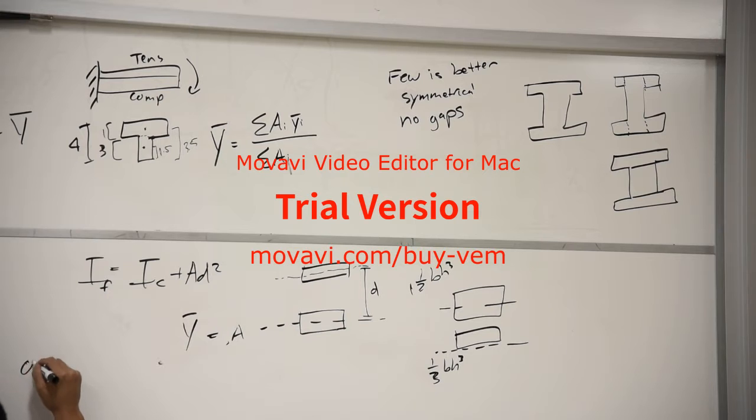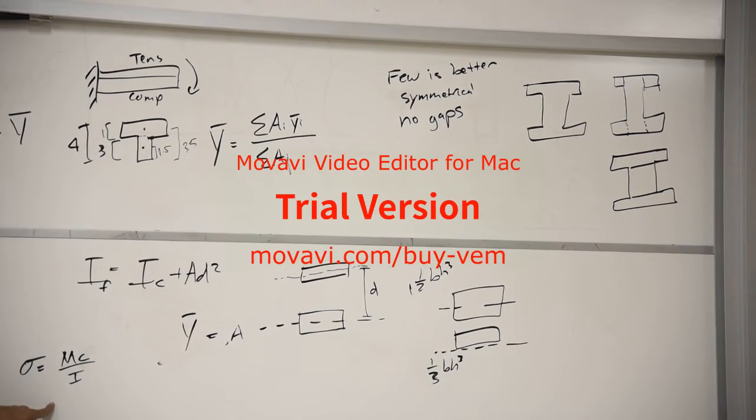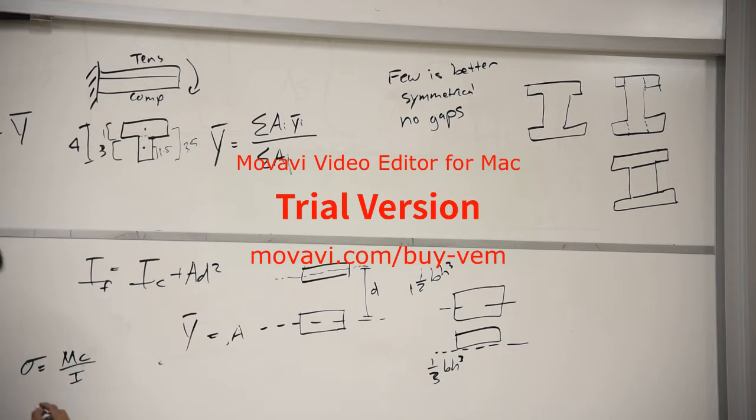Normal stress is equal to what? Let's not call it y bar. Let's call it MC over I, right? I told you how to get the I. You got your moment. It's going to be positive because it's in tension. Let's say this is the top.